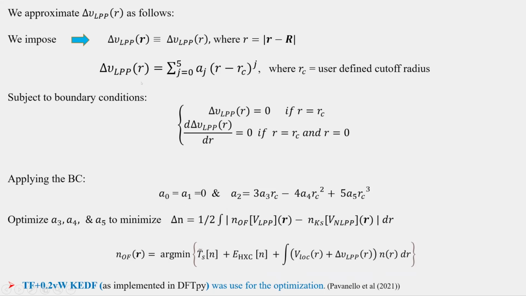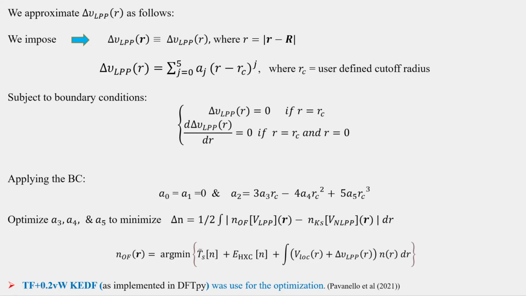And we went further to express our correction as a fifth order polynomial with this user-defined radius cutoff, and then subject it to this boundary condition, which is actually a short-range boundary condition. And we obtained these parameters and found that A0, A1 vanish. And then we have this A2, which depends on A3, A4, A5.